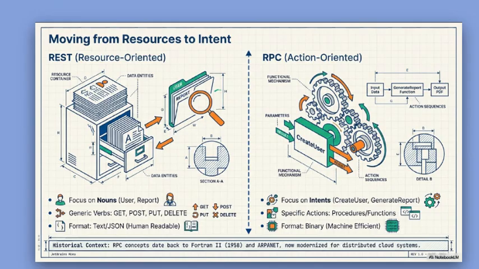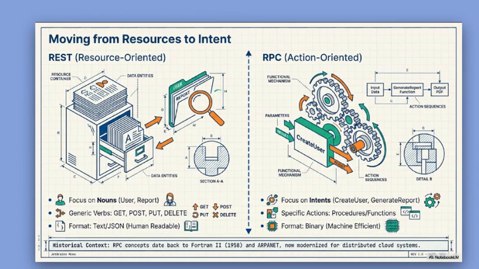Okay, let's establish a baseline then. Most developers know REST. That's the standard, isn't it? You've got this great comparison here, moving from resources to intent. On the REST side, there's a filing cabinet. Yes. Think of REST like a literal office filing cabinet. It's resource-oriented. Everything is a noun. You've got a user file, a report file, and you use these really generic verbs to handle them. Get, post, delete. So I walk up and I say, give me the user file. Exactly. It's passive. You're just exchanging documents. And crucially, those documents are usually text, JSON. You could open them up and actually read them. Name, John Doe. It's human readable.